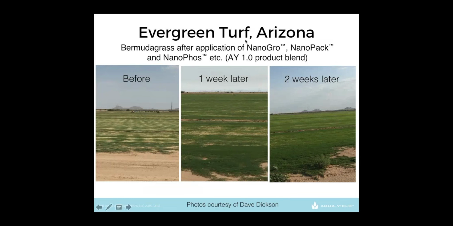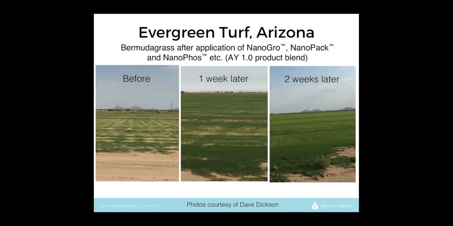Here's some Bermuda grass sod down in Arizona. Thank you, Dave, for these awesome pictures. So we have a before picture on the left, 1 week later and 2 weeks later, you can see the sod looking excellent. And that 2 weeks later photo is right now, basically. So that was just a few days ago, in the middle of the heat of the summer. That's what the sod's looking like.